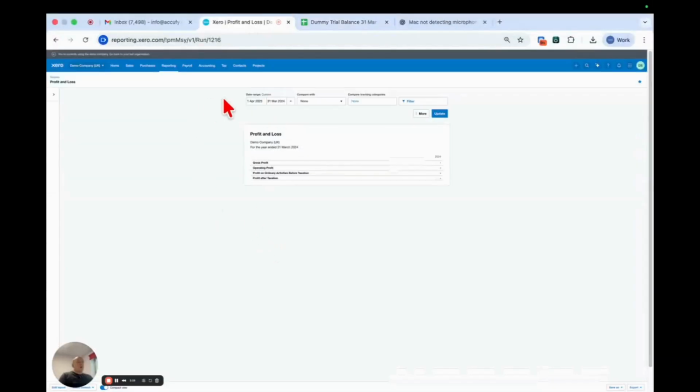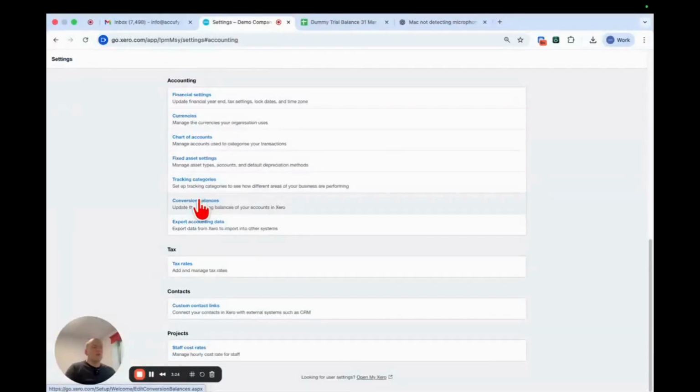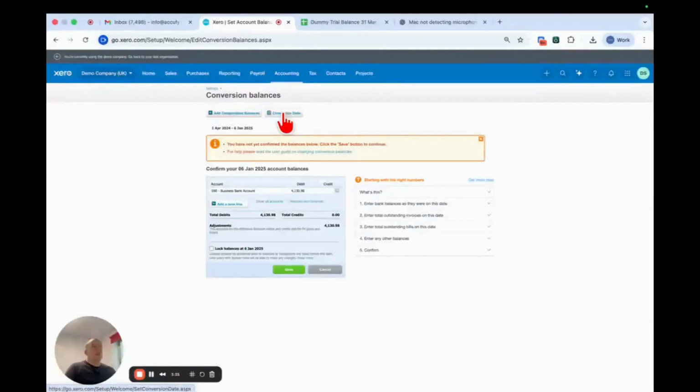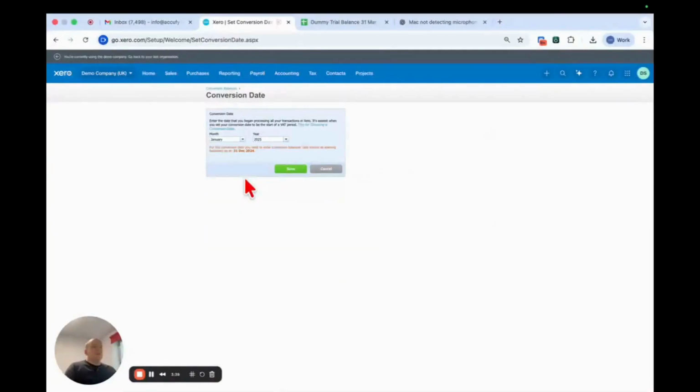Right, so over in Xero then, we're going to click under accounting settings. We're then going to look for conversion balances, and then click conversion date. Remember the date we're going to use is the 31st of March 2024 in this case. So we're going to change the year to 2024. And then we're basically looking for this bottom bit here. That wants to say the 31st of March. So if you put it to April, it basically then changes it to the correct date.